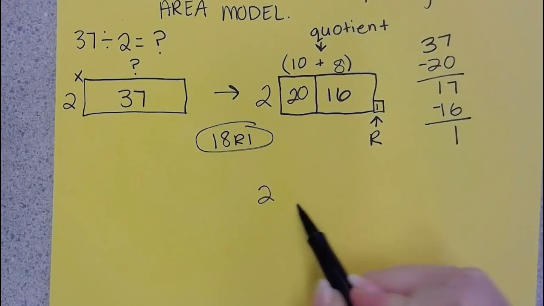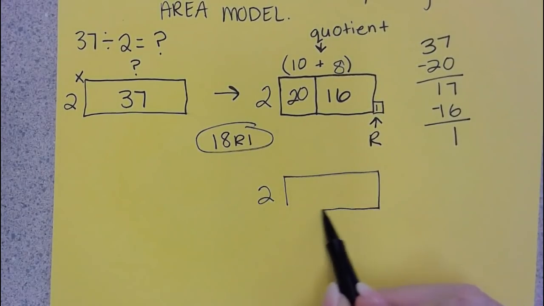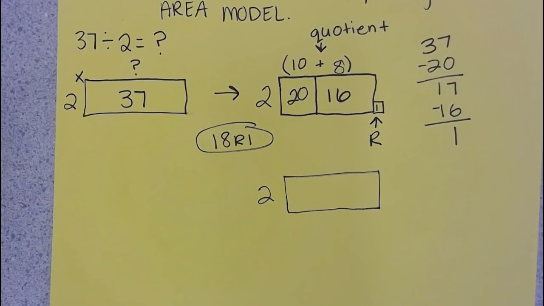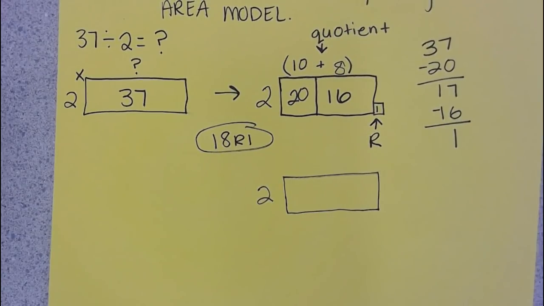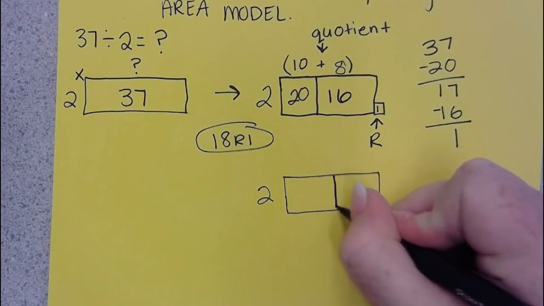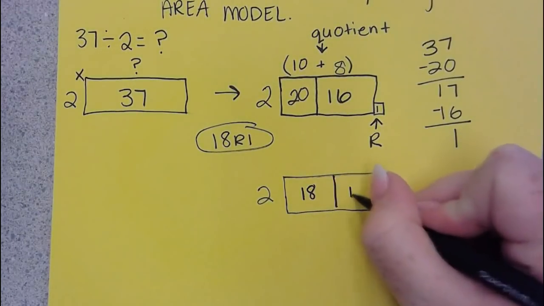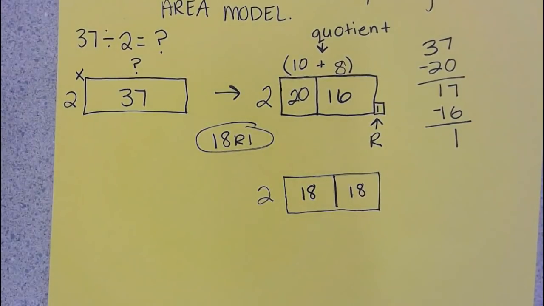So I'm still dividing by 2. Okay, and I know my doubles. So I know that 18 times 2, or 18 plus 18, gets me to 36. So I'm going to do that. Alright, that gets me to 36.